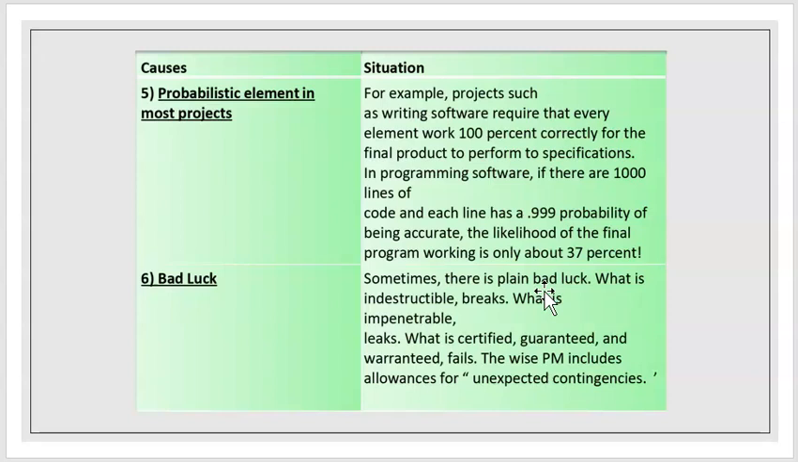The fifth is the probabilistic element in most projects. For example, projects such as writing software require that every element work 100% correctly for the final product to perform to specifications. In programming software, if there are 1000 lines of code and each line has a 0.999 probability of being accurate, the likelihood of the final program working is only about 37%. So sometimes it's just bad luck. The wise PM should include allowances for unexpected contingencies, some buffers in the budget.